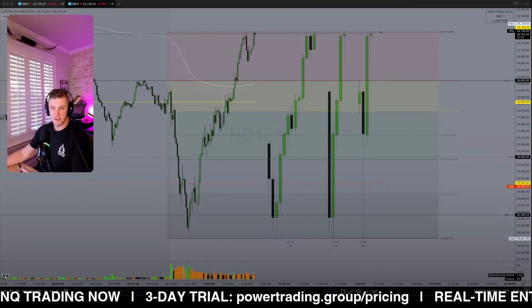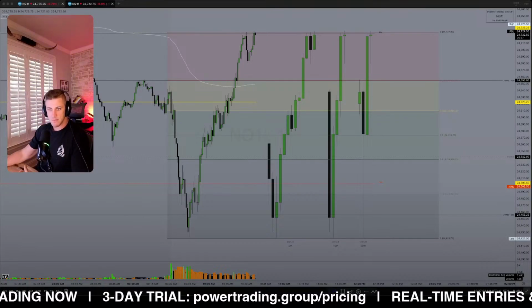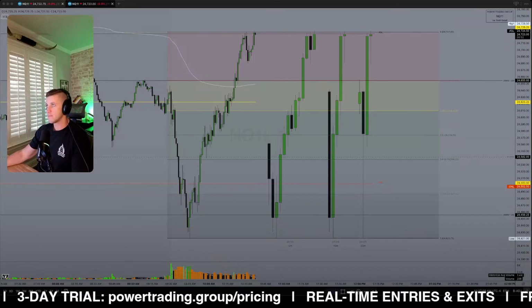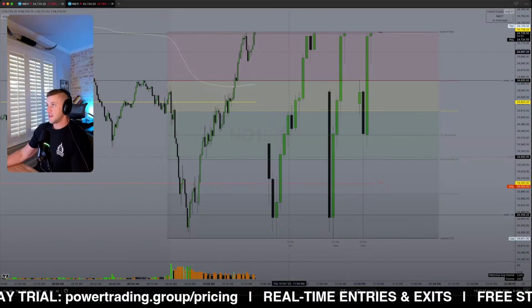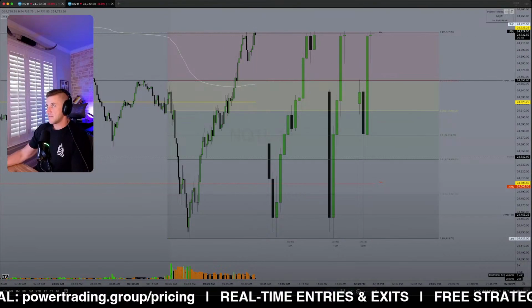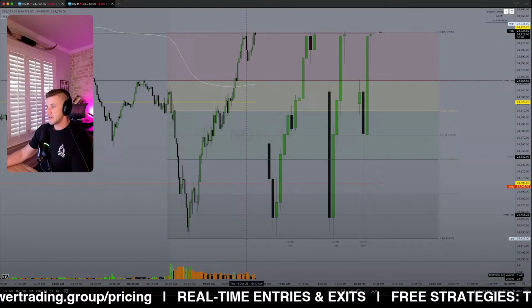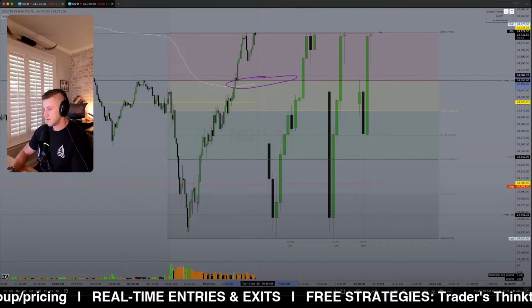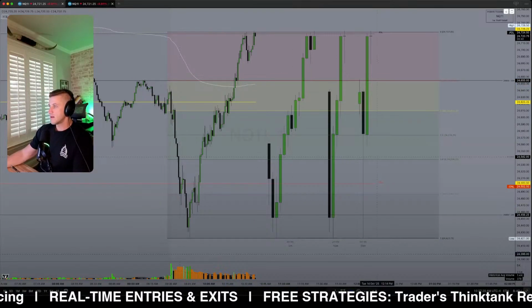There's your fresh high, NASDAQ. ES as well. Just the shallowest of pullbacks right there. Wanted to see, like we've been talking about, 655. Did not come.